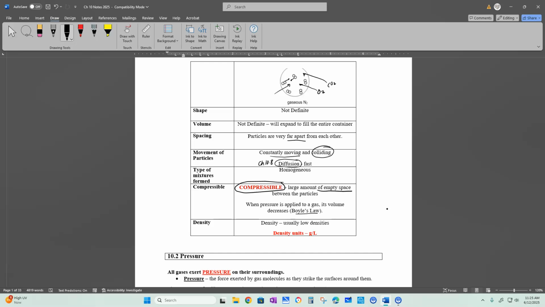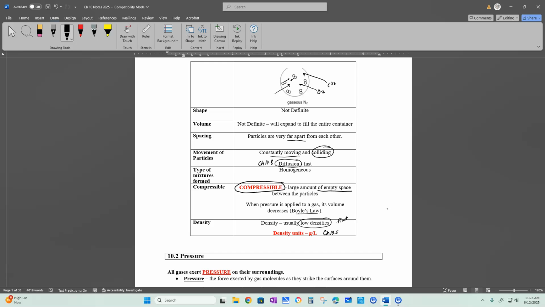law. Density is making a big appearance, and I want to say it's around video 10.4 or 10.5. Densities for gases are very low, and that should make sense because the majority of gases float. Majority float, not all of them float. When we do the calculations for gases, we will be using grams per liter.